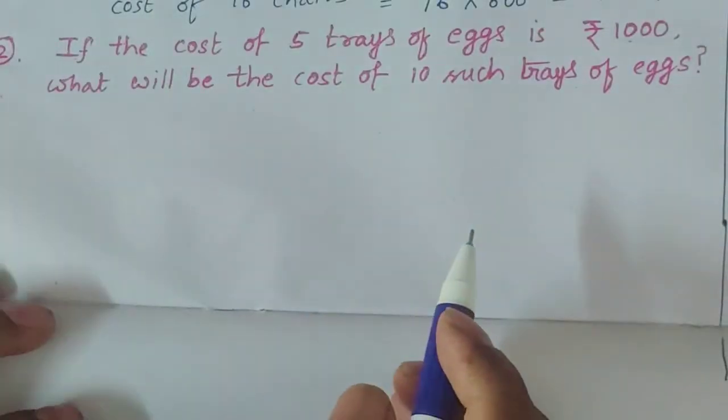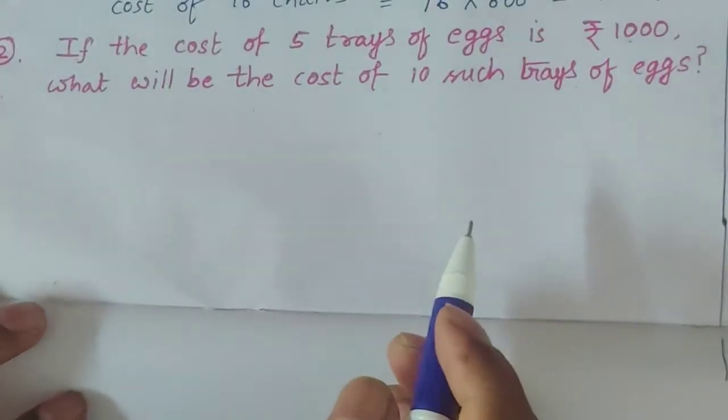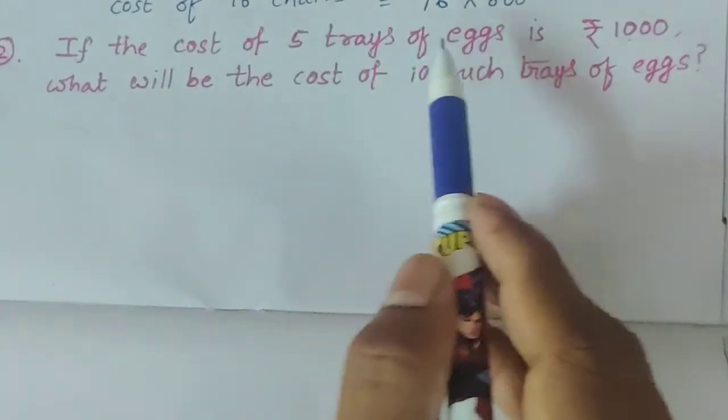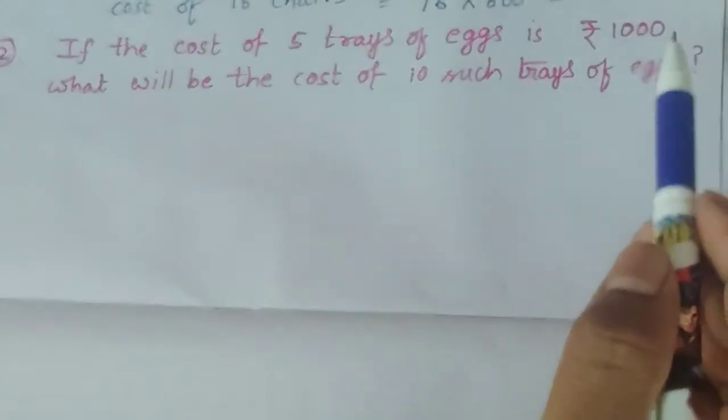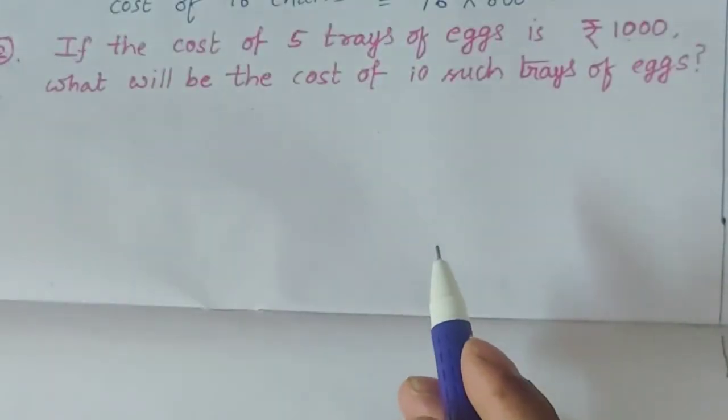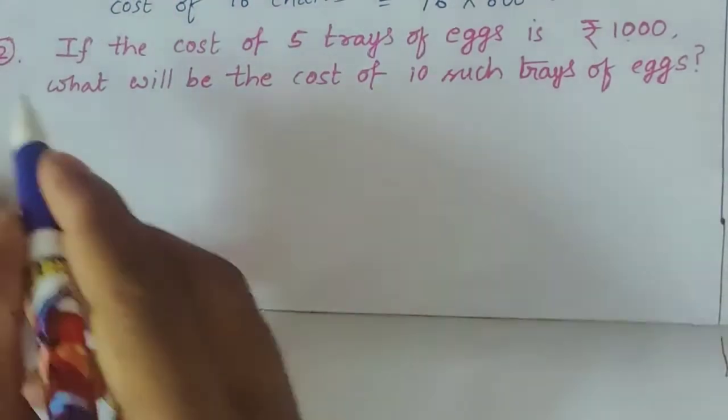Okay, let us see one more problem of this kind. If the cost of 5 trays of eggs is 1000 rupees, what will be the cost of 10 such trays of eggs? It is a similar kind of problem to the one we discussed before. See how to solve this problem.